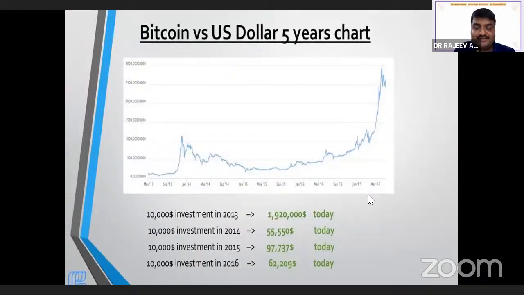Now, again, you can see the investment. If you had invested $10,000 in 2013, what would be your value in dollars today? It was 19 lakhs 20,000. So $10,000 became 19 lakhs 20,000 today. $10,000 in 14 became 55,550. In 15, so if you bought after 15, it was around 98,000, and in 16 it was 62,000. So you can see the image here. Those who had invested before 2013, it's a jackpot for them.